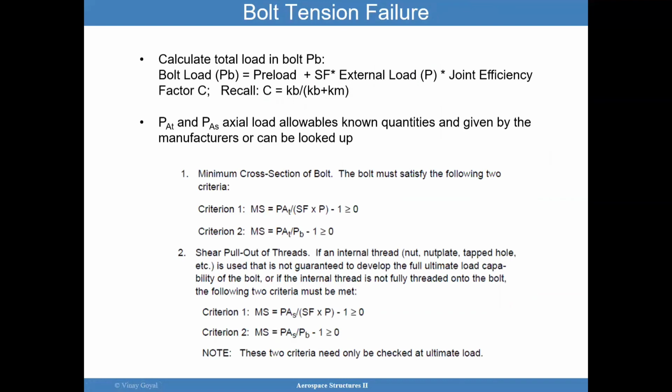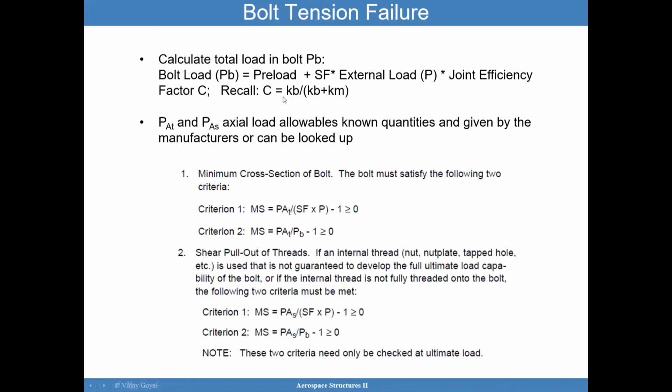So, bolt tension failure. The first step is to calculate the total bolt load, PB. You have a load P that's acting externally to the joint. You want to calculate the load that goes into the bolt, and that load is going to be preload plus the factor of safety times external load times the joint efficiency factor C, where C was earlier discussed as the stiffness of the bolt divided by the stiffness of the bolt plus the stiffness of the members that this bolt is attaching.